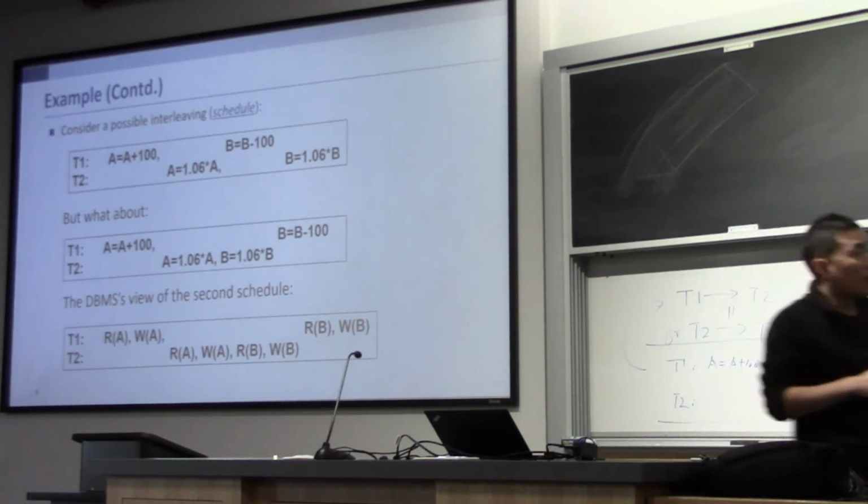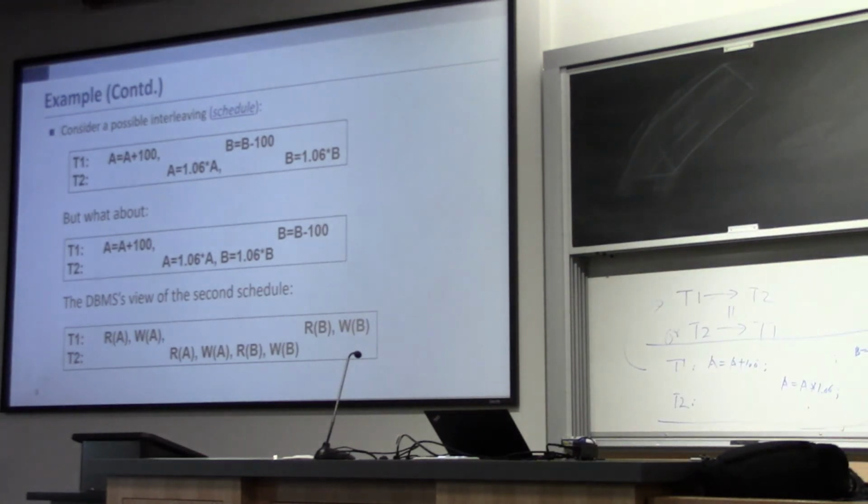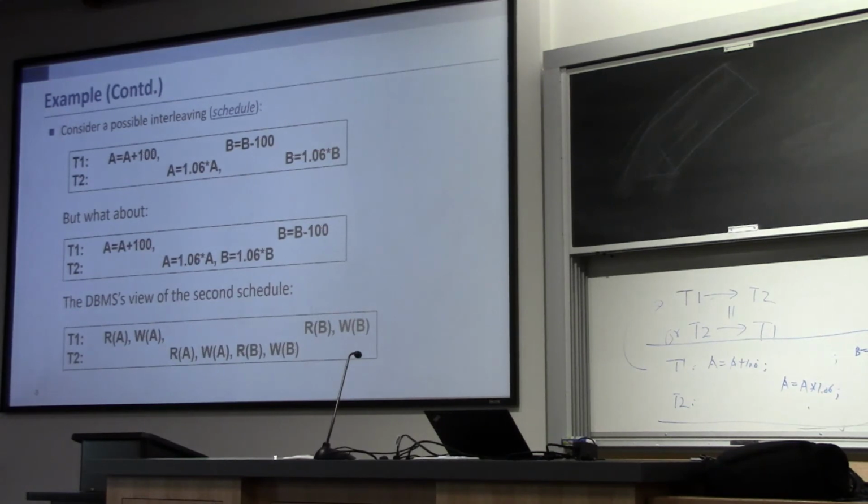Okay. Now, let's think about how we abstract this problem. From the database point of view, I actually don't care whether you're transferring $100 or $100 million, or you are giving 6% interest, or 10% interest, or 1% interest, or 100% interest for that matter. From my point of view, all you are doing is a sequence of reads and writes.